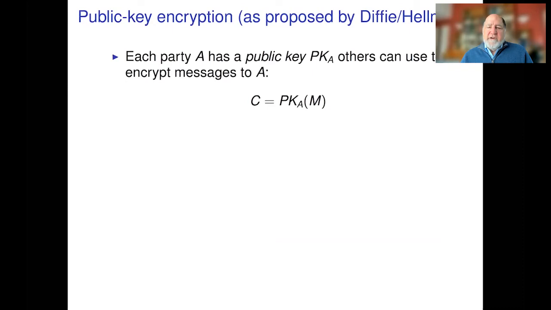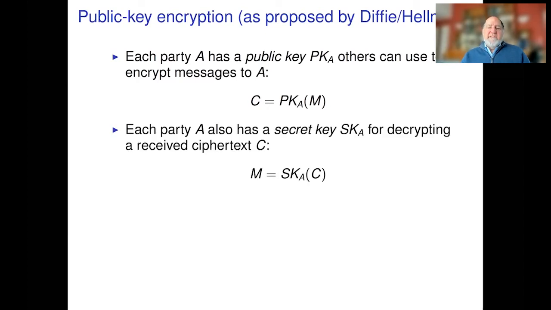So there's an operator, I just write the operator as PK sub A, on a message M, which yields you a ciphertext C. So that's the encryption operator. So there's a public key, that is to say, it can be known by the public. Anybody can encrypt a message to go to A and yield a corresponding ciphertext C. Each party A then has a secret key, SK sub A, for decrypting such a received ciphertext C.